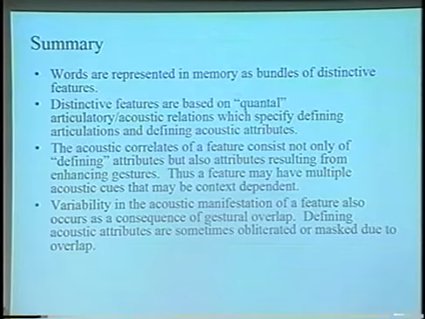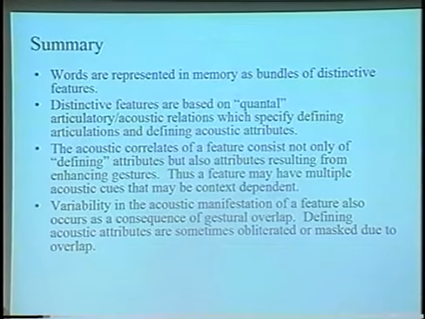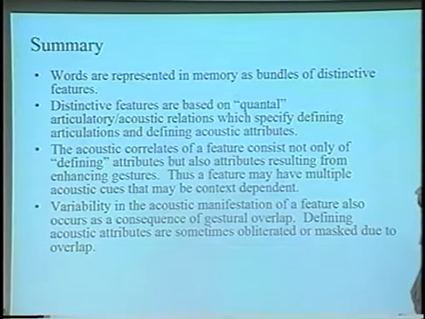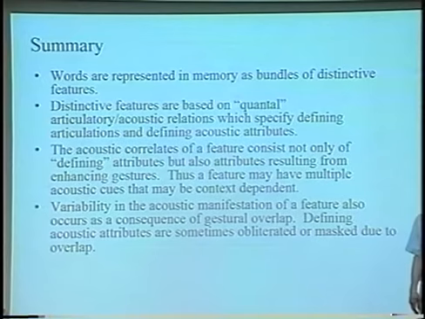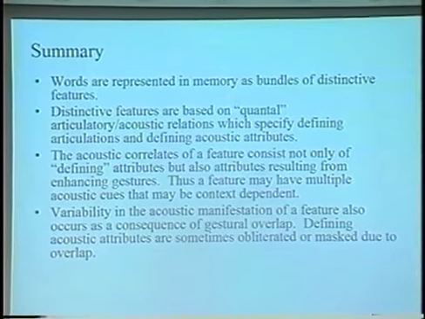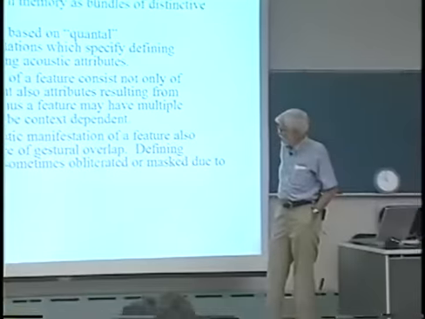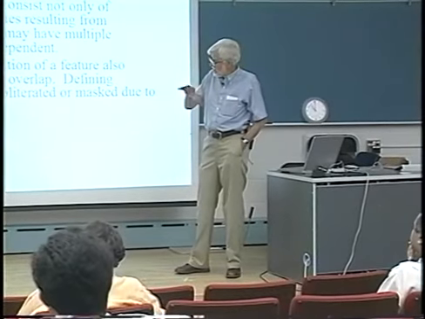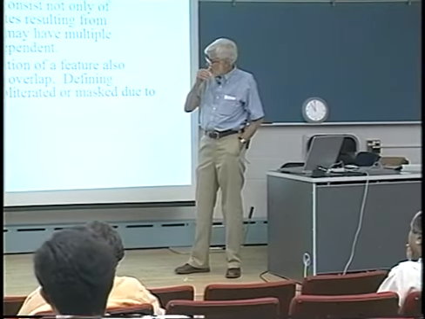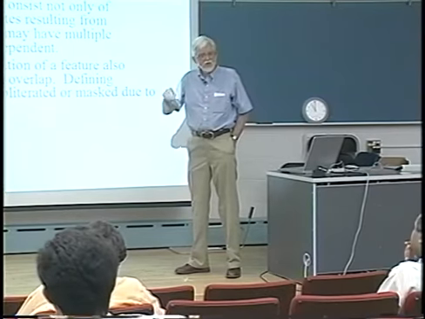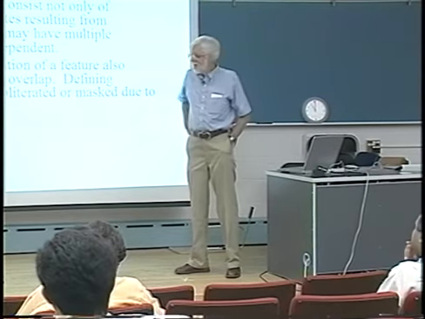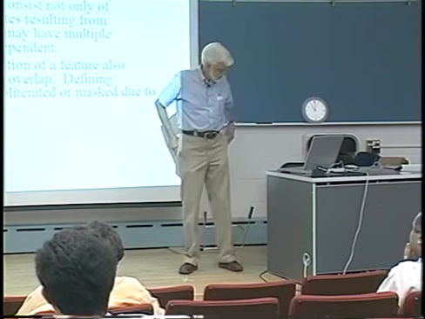And that additional variability comes from this gestural overlap, and we had an example, and there are other examples where these defining attributes are actually maybe obliterated or masked by the enhancing ones. Right? In fact, it's always a question, if you're looking at a given language and what the distinctions are in the language, which are the defining gestures and which are the enhancing ones. But that's another whole question.